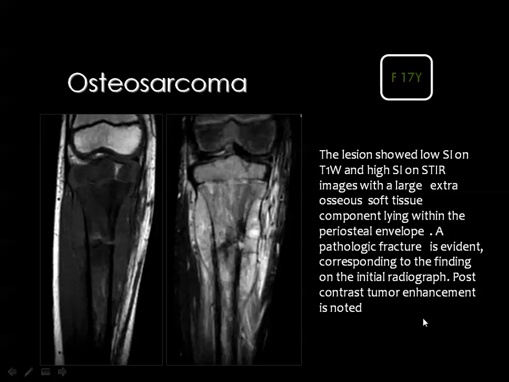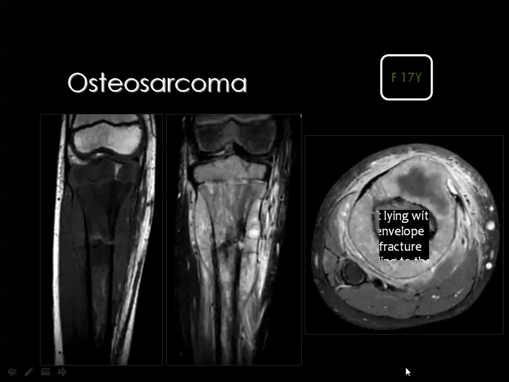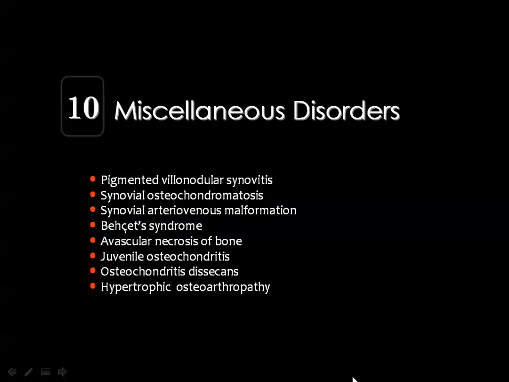These are the remaining images of the same case. You can see invasion of the tibia, invasion of the joint, and you can also appreciate the extraosseous soft tissue component surrounding the bone. And here you see the extraosseous soft tissue component well appreciated in the axial image.